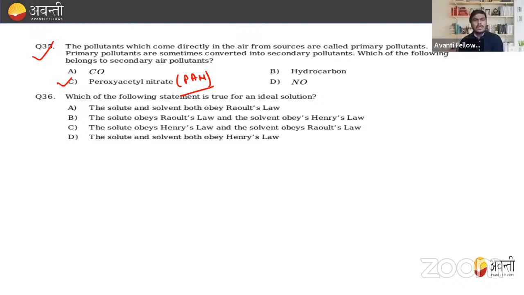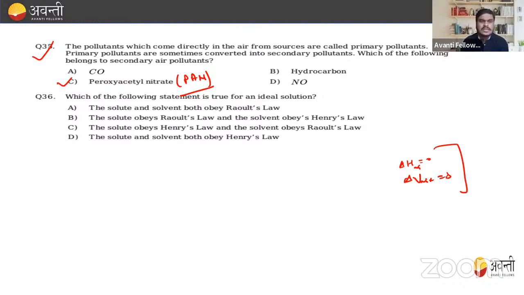Now, let's move to question number 36. Which of the following statements is true for an ideal solution? So we know what an ideal solution is, beta. An ideal solution means it follows Raoult's law over the entire concentration and temperature range, or we say delta H of mixing is equal to 0 and delta V of mixing is also equal to 0. So these are the characteristics of an ideal solution.